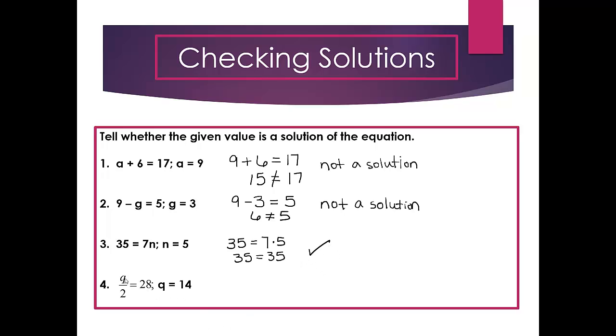And for number 4, we have q divided by 2 equals 28. And we want to see if q equals 14. So we have 14 divided by 2 equals 28. 14 divided by 2 is 7. So we have 7 equals 28. And 7 does not equal 28. So this is not a solution.